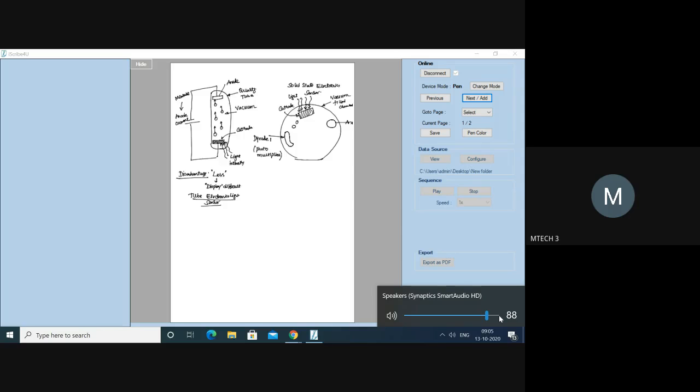Now, what is the purpose of photo multipliers? What it does? To increase light intensity. Okay, right.